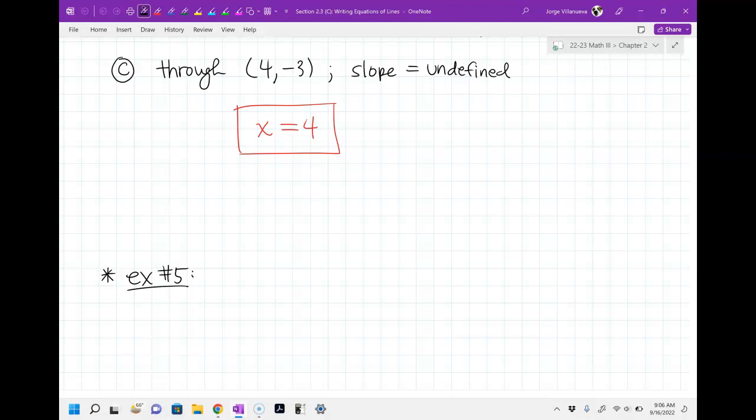For that one, yes. And if the slope is 0, you just identify the y value. Okay? Because that means it's going to be a flat line. Yes, it would be y equals -3. Yeah. All right, so here we go.